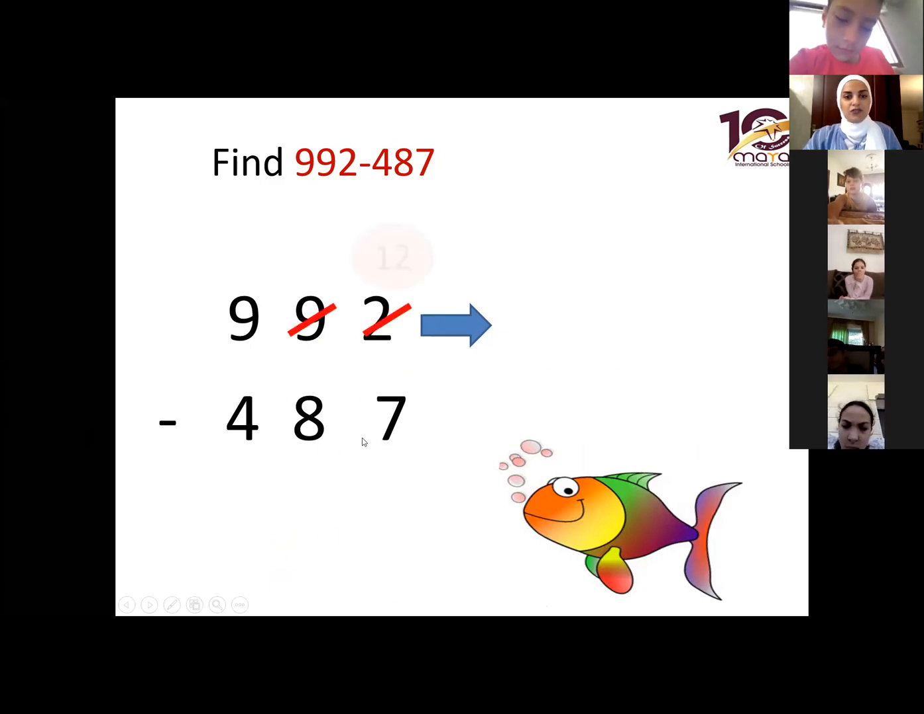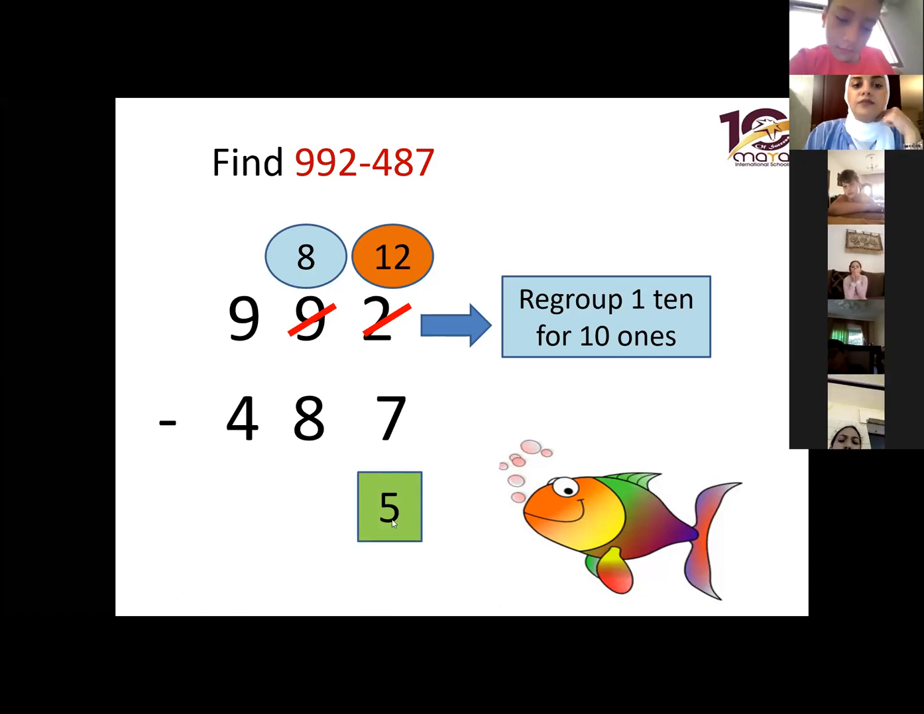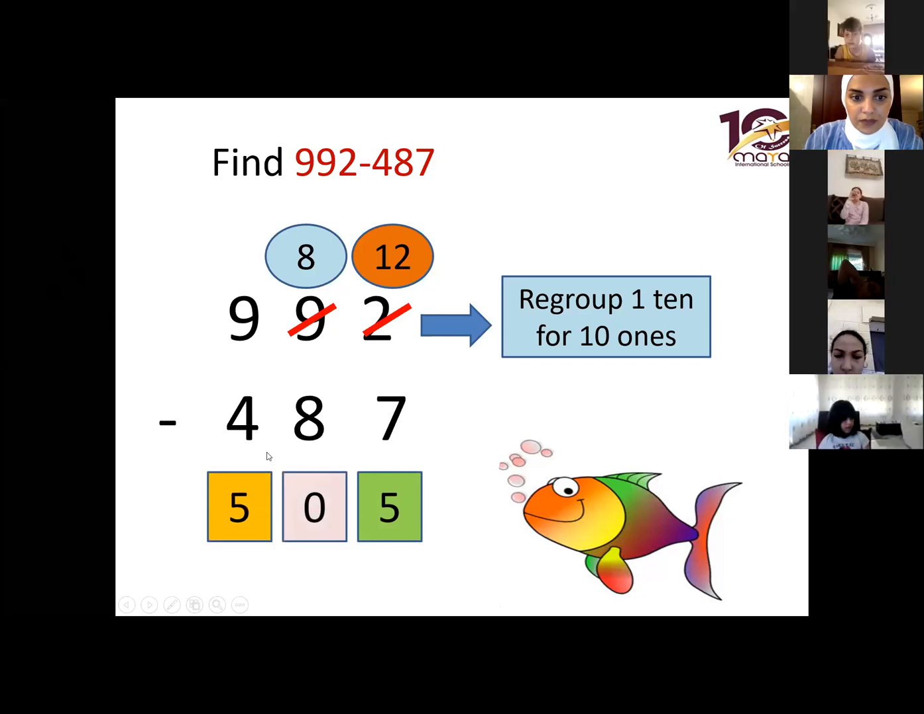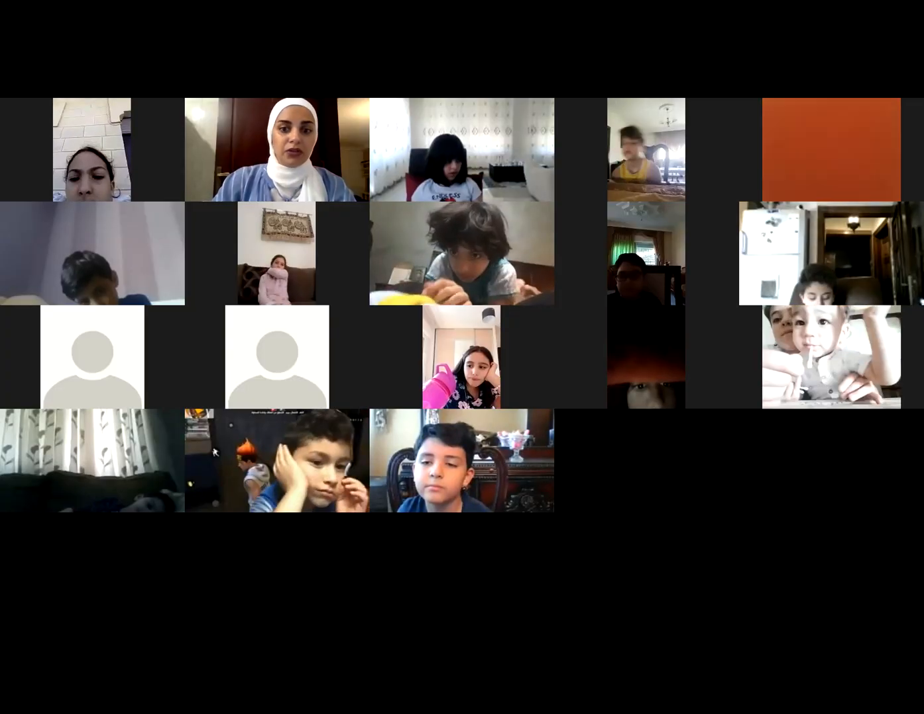Good job. So 9 becomes 8, and the 2 becomes 12. Super. And then we subtract 12 minus 7. 12 minus 7 is 5. And 8 minus 8 is 0. And 9 minus 4 equals 5. Good job. The answer is 505. Thank you very much.